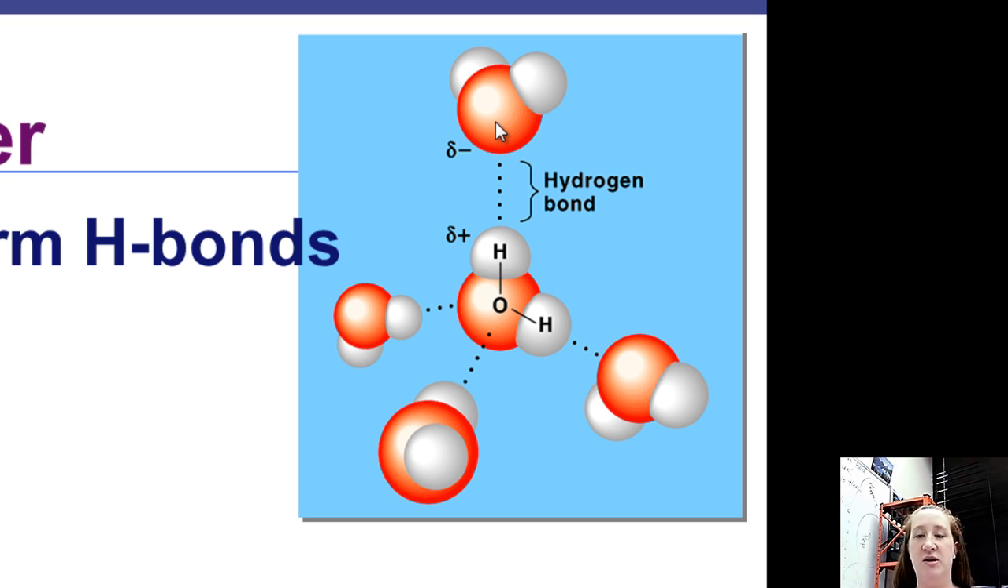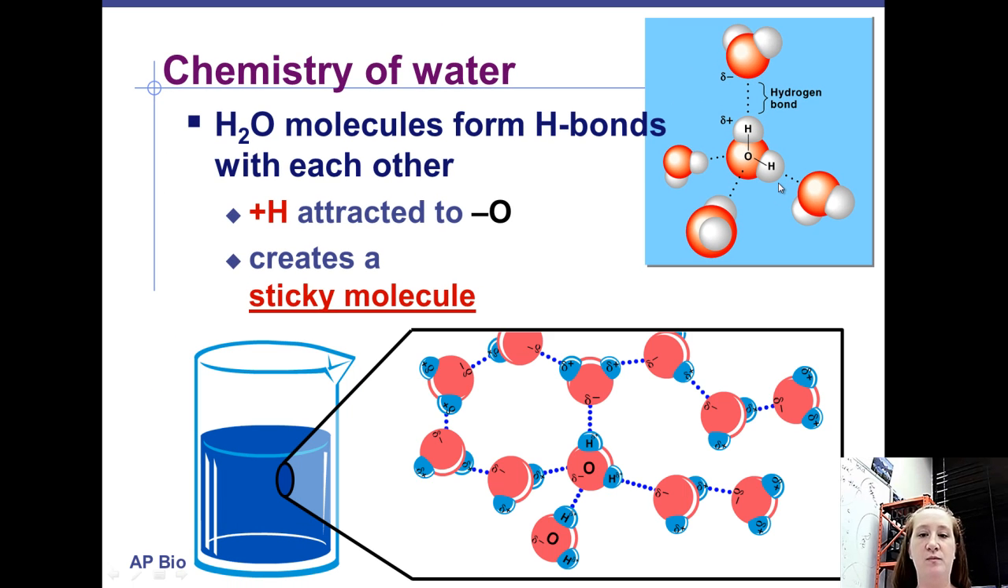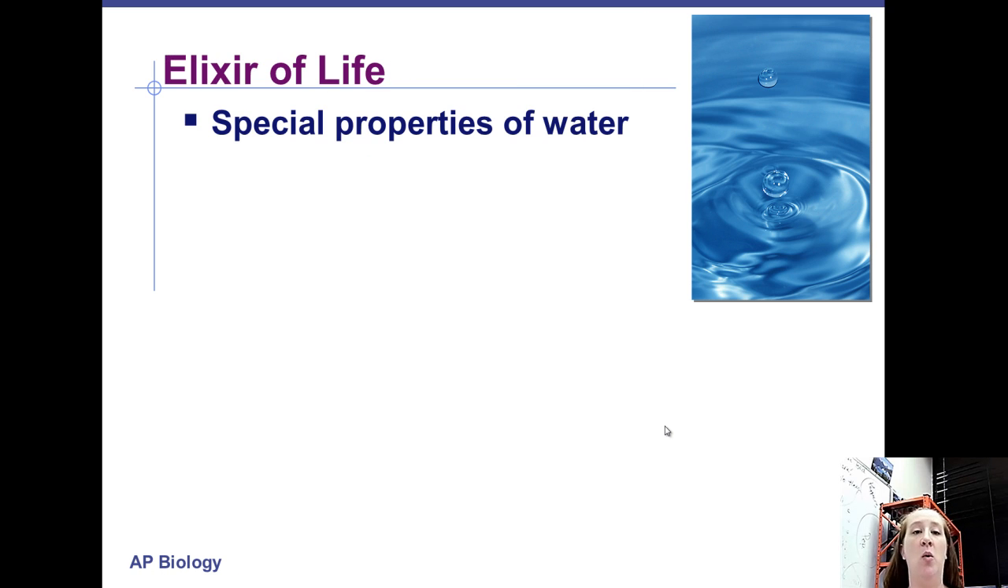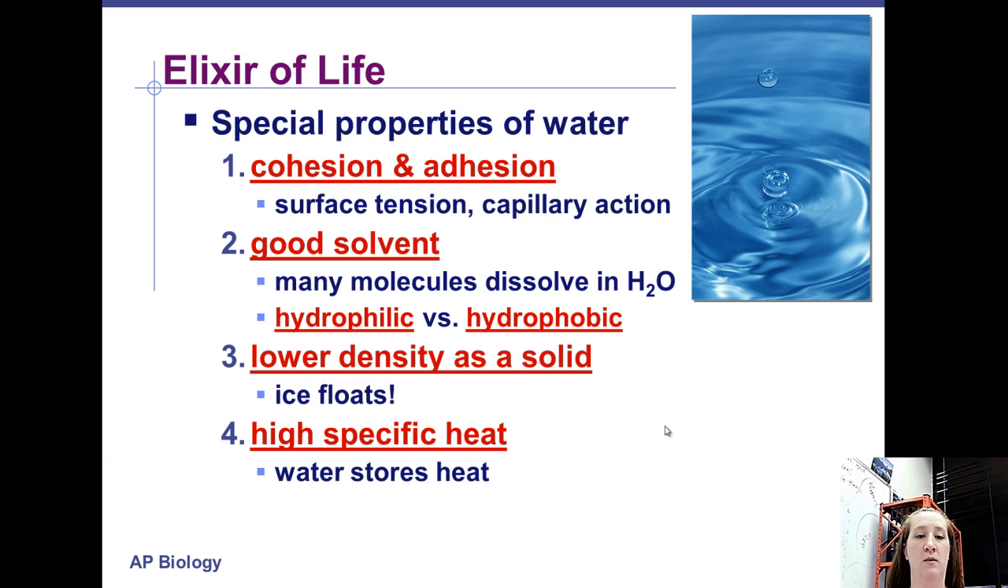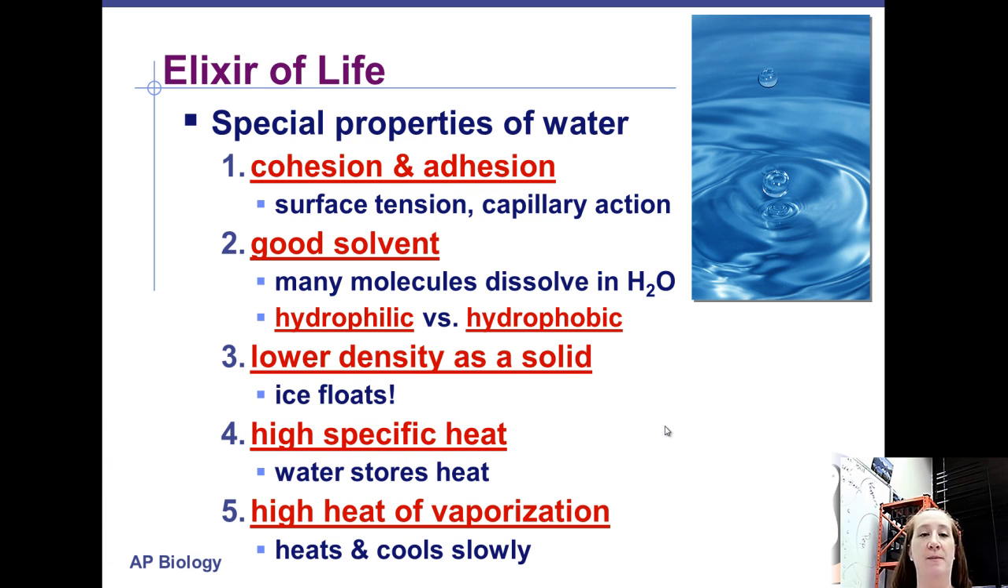The negative of the oxygen atom of one water molecule is attracted to the positive of the hydrogen on another water molecule. So every water molecule is going to be bonded to one, two, three, four other water molecules around it. When you look at that, it means that water forms this structure. Even though it's a liquid, and most liquids don't have a structure, water is different. Even in liquid form, it forms a structure because of all these hydrogen bonds. And that makes water really, really special. Because of this hydrogen bonding ability, water has several special properties. And here they are, and we're going to talk about each of them. So let's go through them.